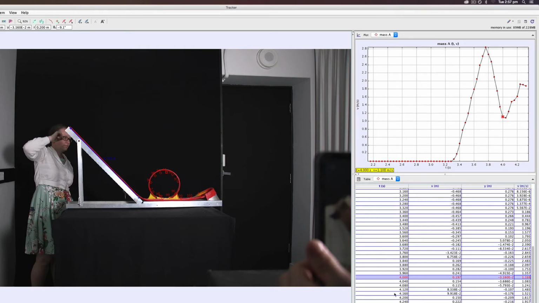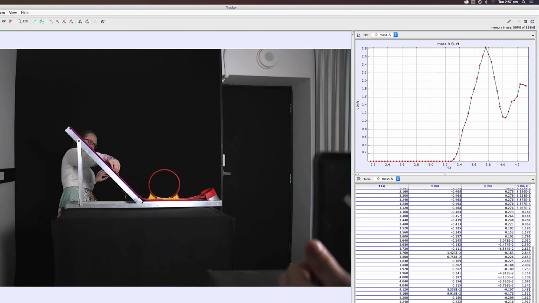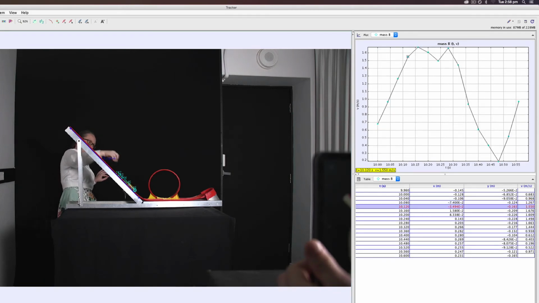Now let's have a look at what happens when we released it from the lower height. So here's the car being released from the lower height, and you can see that the speed is much smaller. So around about when it was about to change direction, the speed was only 0.403, and so it didn't have enough speed to make it around the loop in this case.